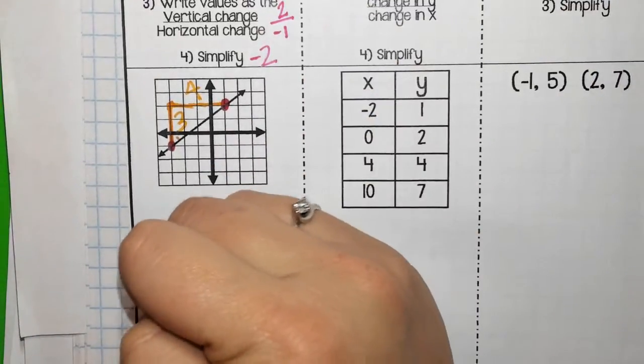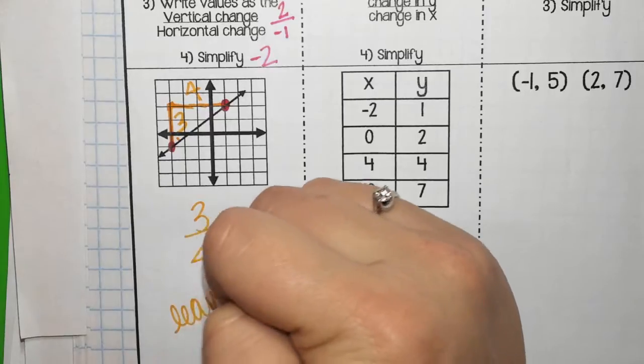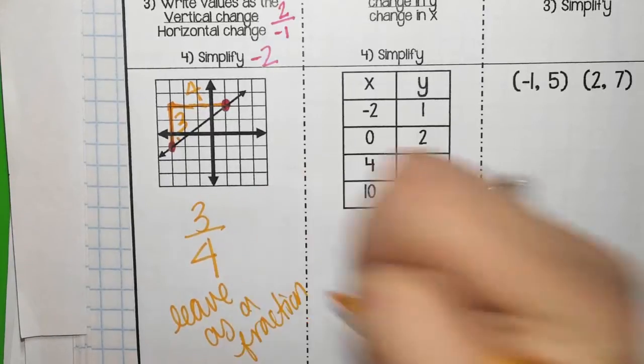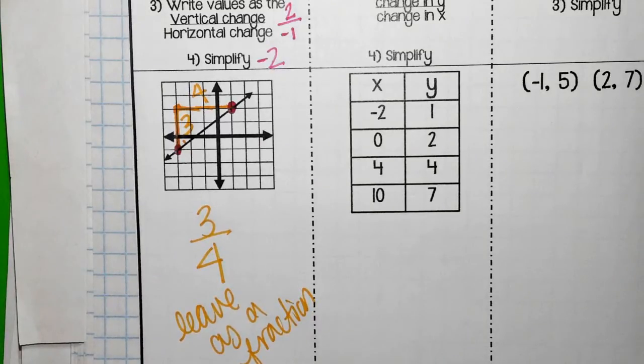Now, leave it as a fraction. Write that down. Leave as a fraction. Slope is always, always, always going to be a whole number or a fraction.